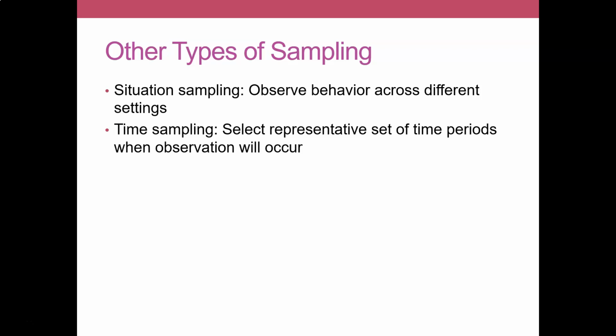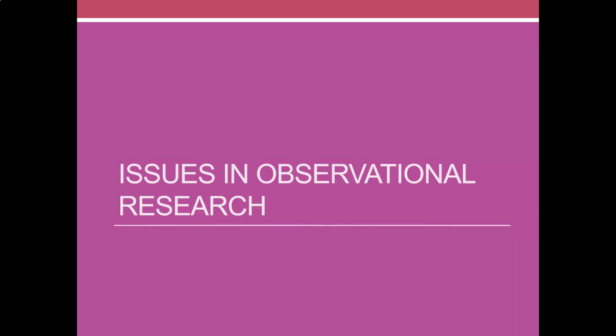And I can do time sampling. I can select a representative set of time periods where observation will occur. So if I want to see people's toilet paper buying behavior at the grocery store, I can look at different periods of time. I can look in the morning when the trucks are restocking toilet paper. I can look at rush hour, and I can look at noon and see if there are differences over time.